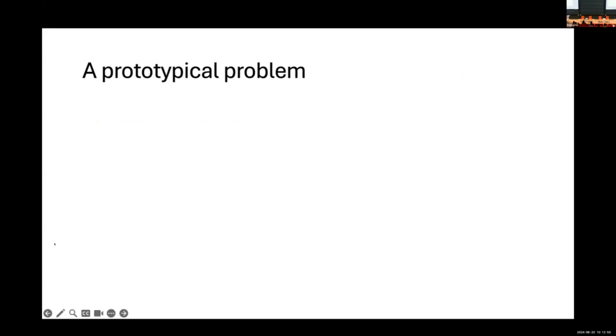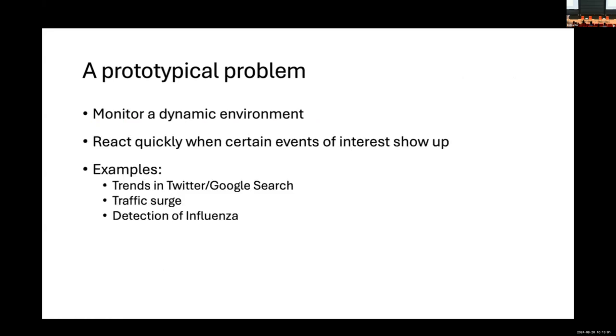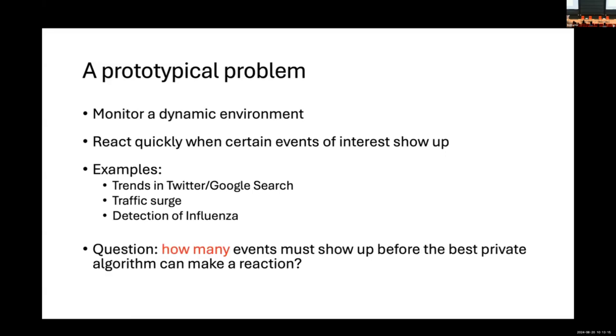So here we study, arguably, one very basic problem. We are interested in monitoring a dynamic environment and reacting quickly when certain events of interest show up. For example, maybe you want to keep up on trends in Twitter or Google search. If everyone starts Googling WWDC, you know something interesting is going to happen. Then there are a couple of other examples. Here, the question we are interested in is how many events must show up before the best private algorithm can make a reaction? Just as a warm-up, if you react as soon as one event is detected, that's a clear violation of privacy.